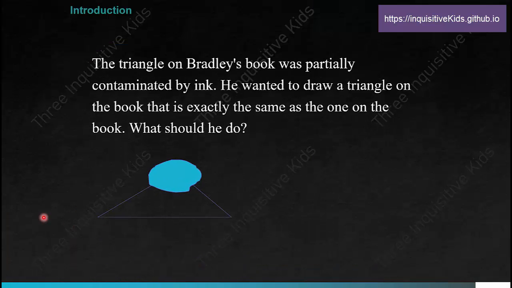Here's an introduction. The triangle in Browley's book was partially contaminated by ink. He wanted to draw a triangle in the book that is exactly the same as the one that was originally in the book. What should he do? Can you help him draw it?